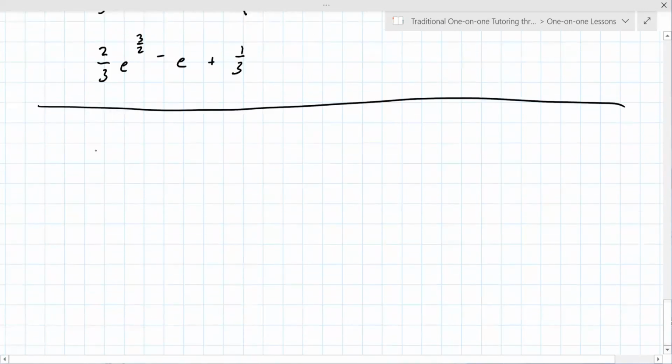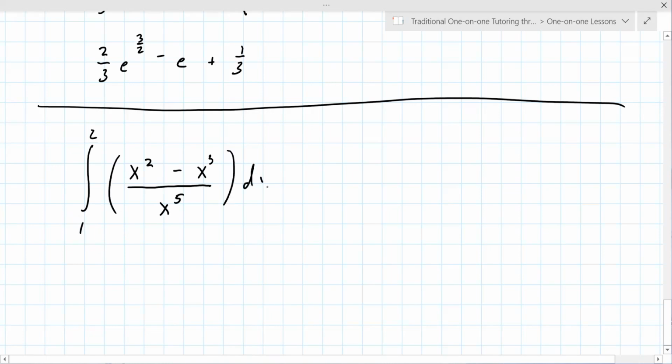So now let's do another one here. Let's say it's the integral of x squared minus x cubed all over x to the 5th, from 1 to 2 dx. Okay. It's x cubed over x.